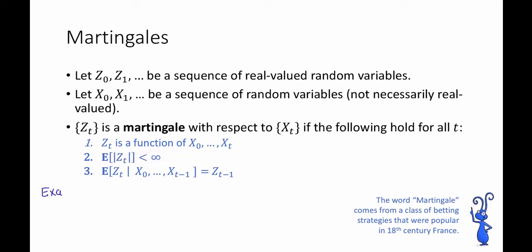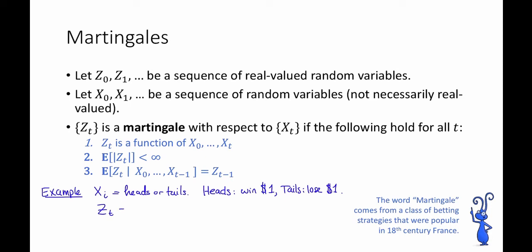As a simple example, suppose that xi is the outcome of a random coin flip. So xi is either heads or tails. And let's say you're playing a gambling game where if you flip heads, you win $1, and if you flip tails, you lose $1. So let's suppose you start with $0 at time 0, and let's let z sub t be the amount of money you have at time t. And it's okay if the amount of money that you have is negative, that just means you're in debt.